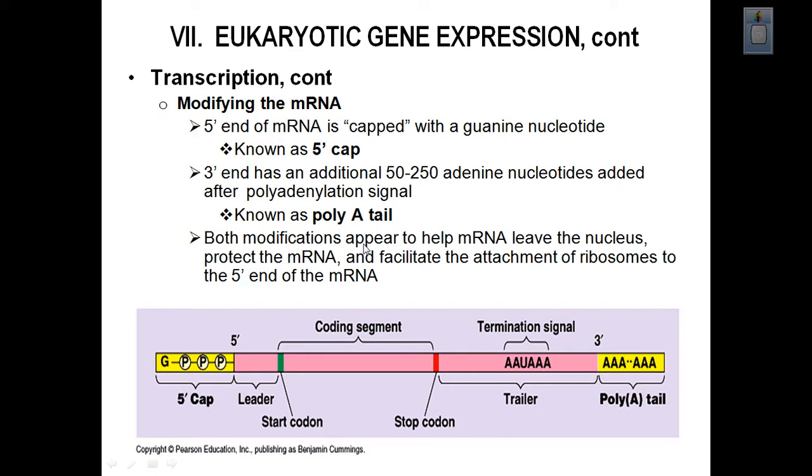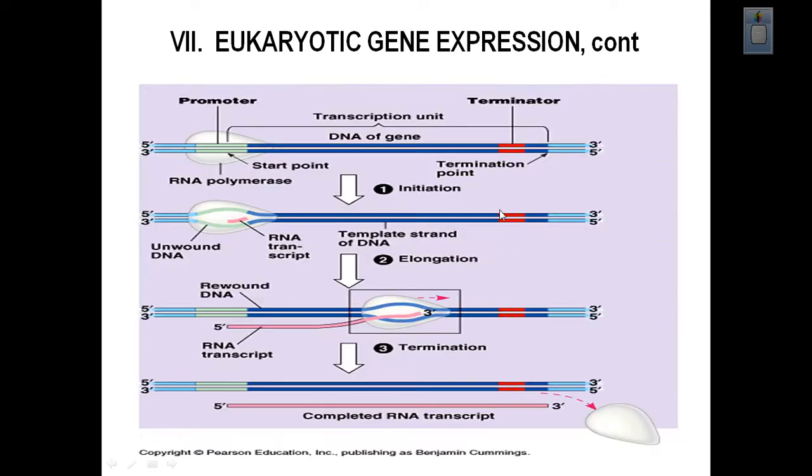The modification of the cap and tail, we talked about that as well. The tail is stuck on the end after the polyadenylation signal. In this diagram you can see the polyadenylation signal right there, AAUAAA. Then the tail is put on, and the cap is put on, which is guanine, and those modifications help in a couple of ways. One way is to help the mRNA leave the nucleus. The other is to protect the mRNA from degradation by enzymes in the cytosol, and also to help the ribosome attach to the mRNA. So there are a couple of reasons that we've discovered why the modification of the cap and the tail happen.